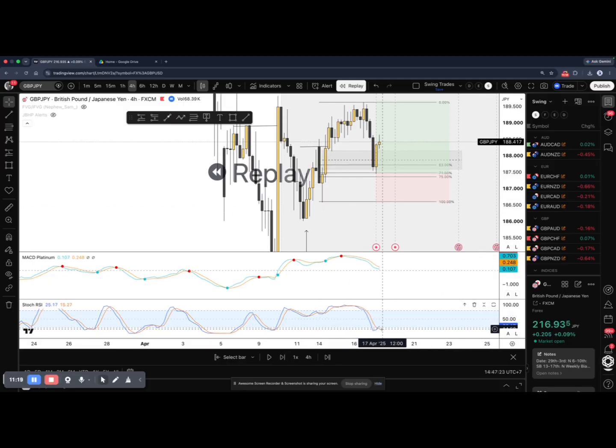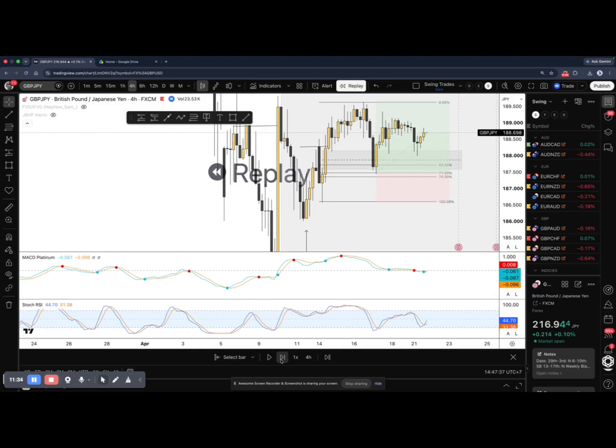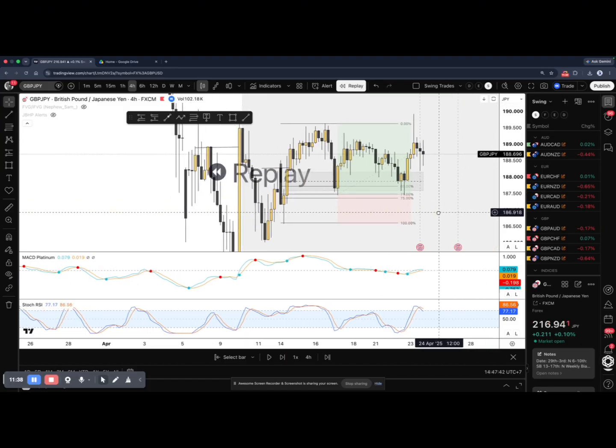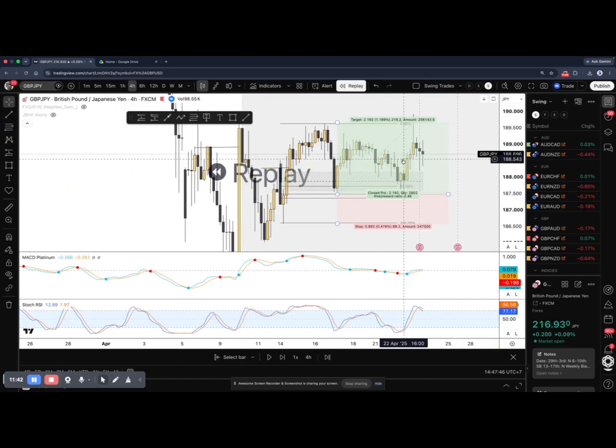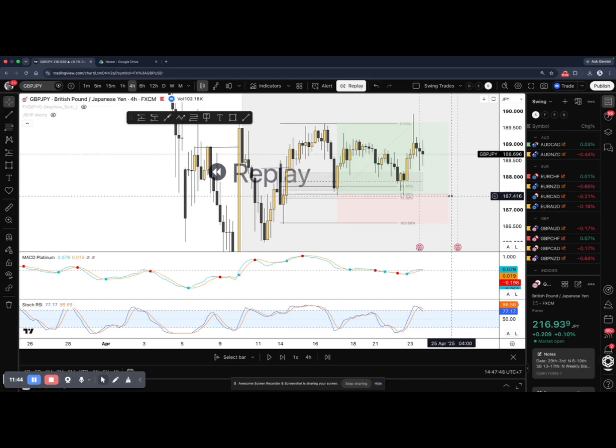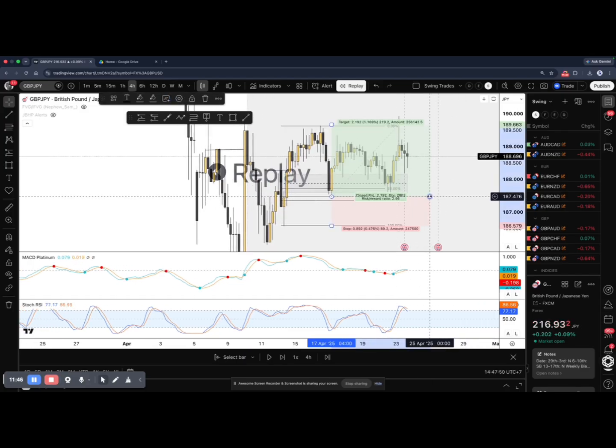Stochastic RSI agrees, although the MACD is slightly slower, but that's its nature. And then we just sit back and wait, leaving the stop loss. You don't touch anything, and just wait for price action to do its thing. And there you go. We eventually get a full take profit after price has come back and tapped this area twice. Okay.